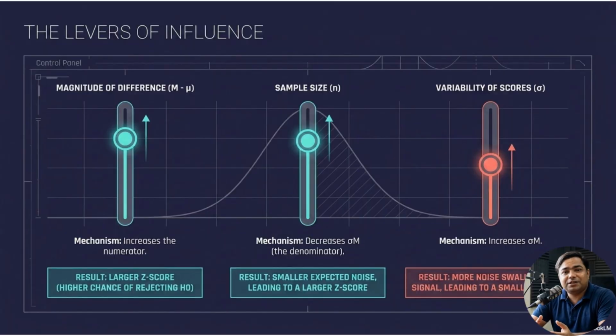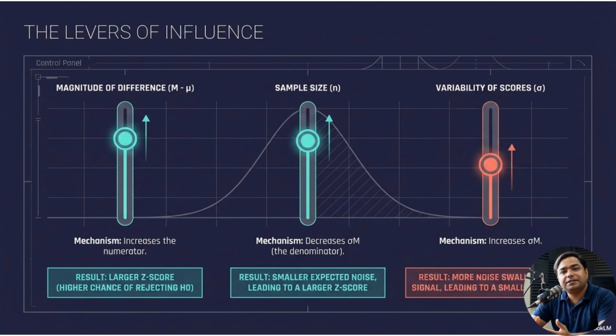This slide explains what affects the z score. Remember the z score formula. Z equals the difference between the sample mean and population mean divided by the standard error. So there are three important levers. First, the magnitude of difference. If the difference between M and mu becomes larger, the numerator becomes larger. That makes the z score larger.